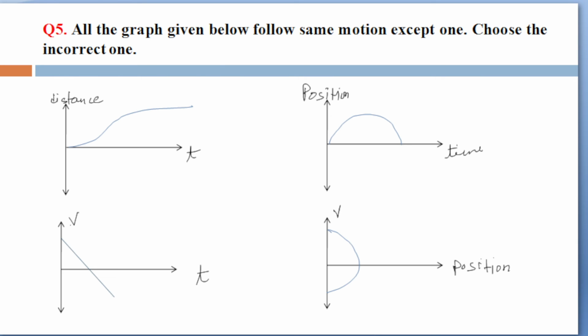Next question: four graphs are given, and we have to choose the incorrect one. Every graph follows the same motion except one, so we have to choose which one is not followed. The first one is distance versus time, second is position versus time, third is velocity versus time, and fourth is velocity versus position.